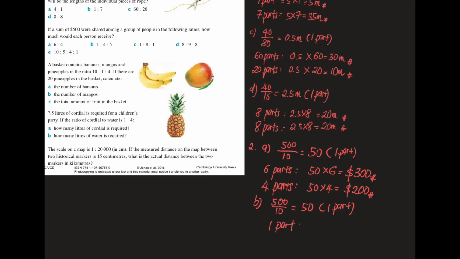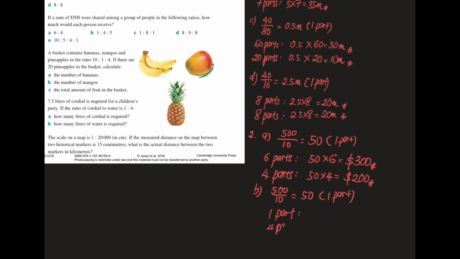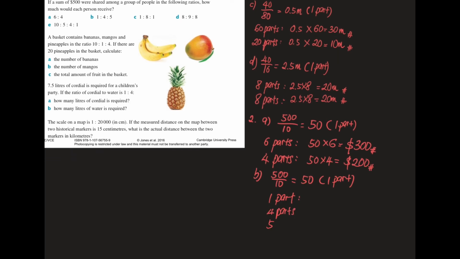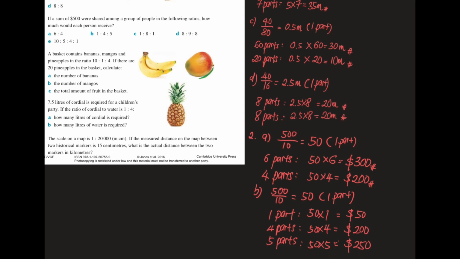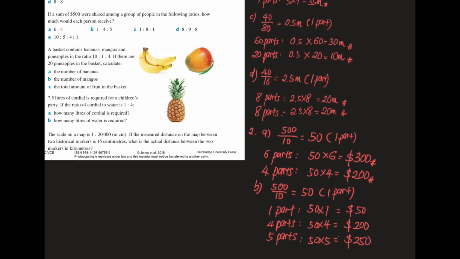Then after that, we have 1 part, 4 parts, and 5 parts. So 1 part, 50 times 1. 4 parts, 50 times 4. 5 parts, 50 times 5. So 250. So that is for B.